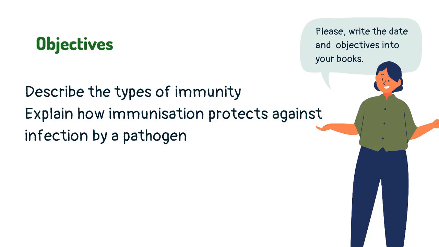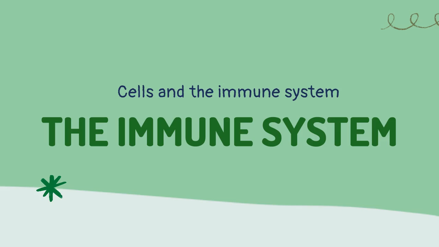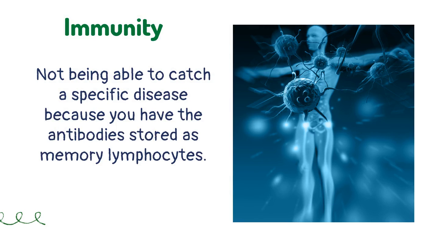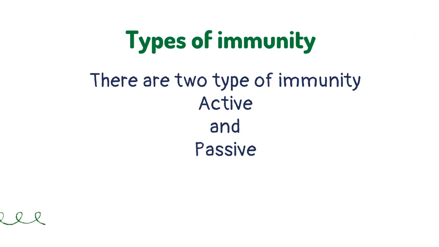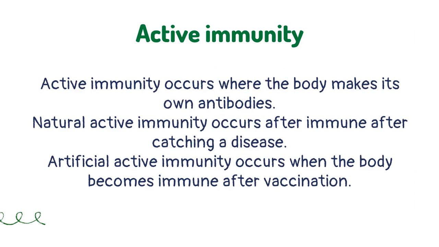Today you are going to learn about vaccines. The immune system. Immunity means not being able to catch a specific disease because you have the antibodies stored as memory lymphocytes. There are two types of immunity: active and passive. There are different types of active immunity and these occur in different ways.